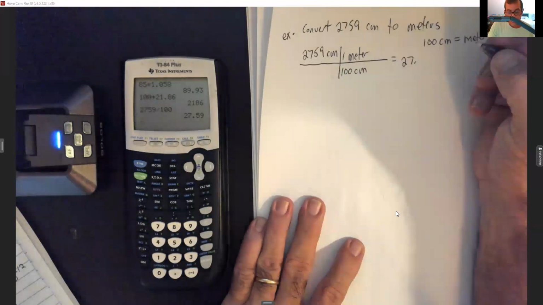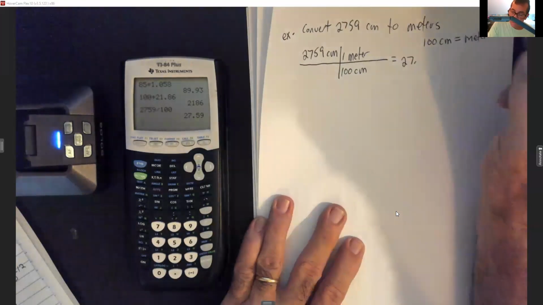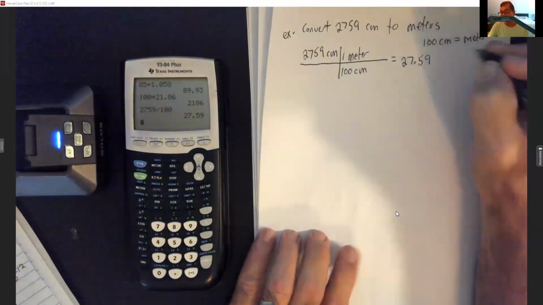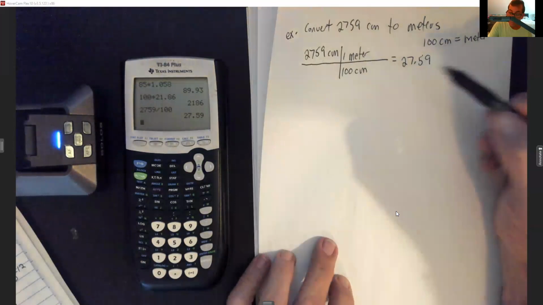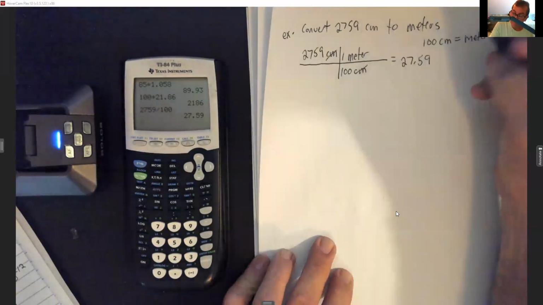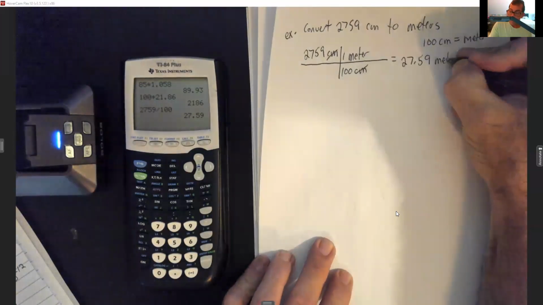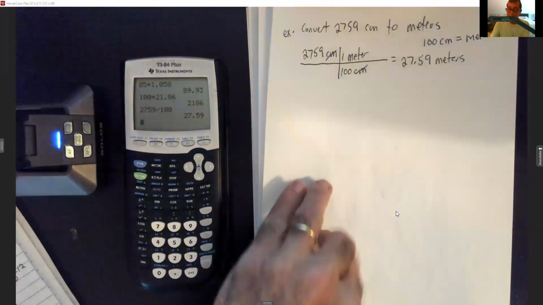So let me round to the nearest. Oh, that ain't bad. How about 59? Now, if they did want me to round to the nearest tenth, that would have been a 0.6. And remember, since the centimeters left, I'm now with meters. So they're telling me how long something is, right?